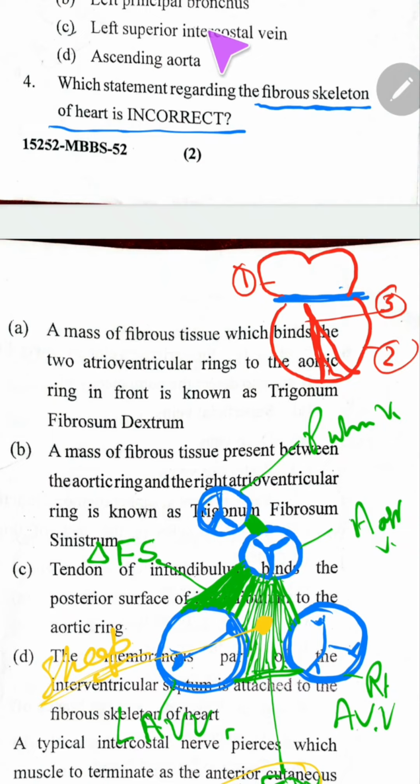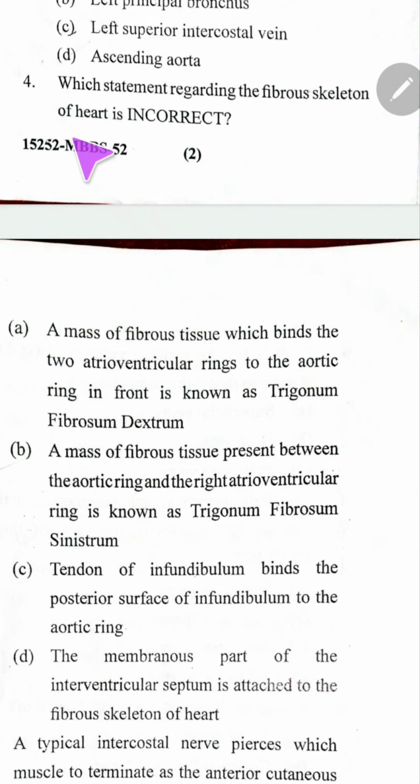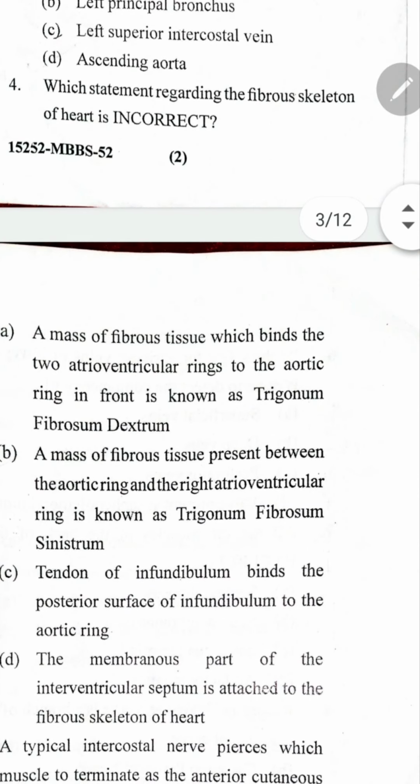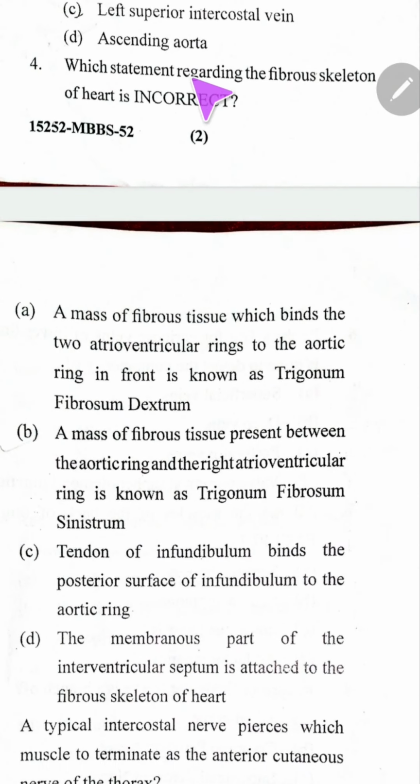Now let's read the choices. Okay, so I think I'll have to rub this out. Yes. So now read here. Which statement regarding fibrous skeleton is incorrect? They've asked what is incorrect. A mass of fibrous tissue which binds the two atrioventricular rings to the aortic ring in front is known as trigonum fibrosum dextrum. I showed you that this one is a correct statement. And they have asked for the incorrect one.